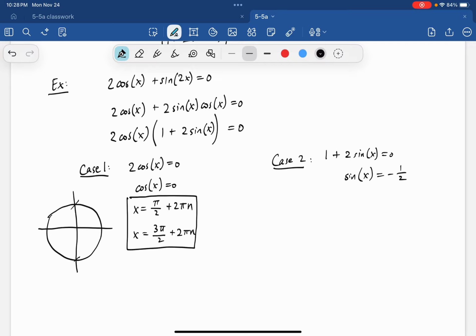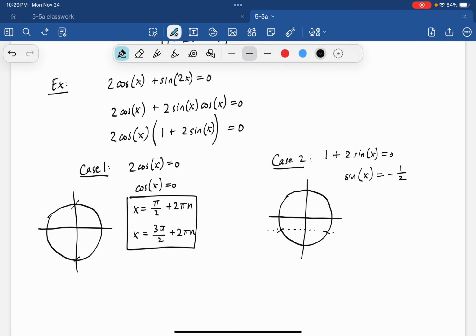And then for case 2, we're looking for points on the unit circle with y coordinate negative half. Okay, so y coordinate because sine corresponds to y. And so we're looking for this point and that point, right? Points that have a y coordinate of negative half.